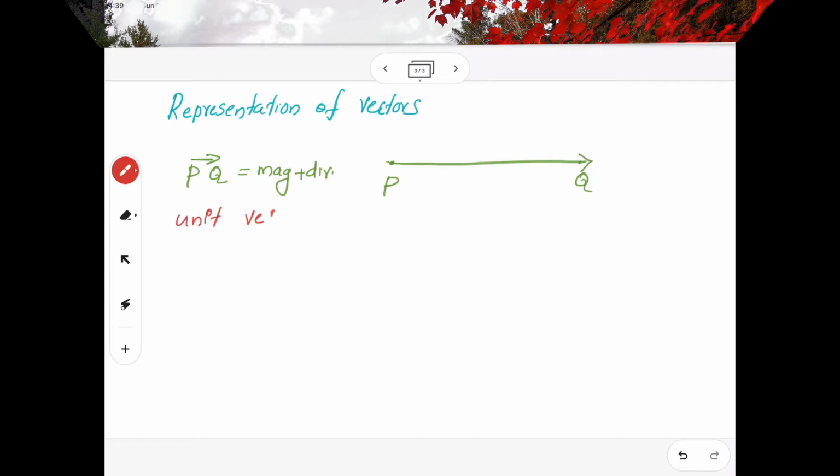Now what is a unit vector? A vector divided by its modulus is called the unit vector. A unit vector is normally denoted like this, A cap. If A is a vector, then A cap is a unit vector. So vector A divided by its modulus. Modulus means its magnitude.